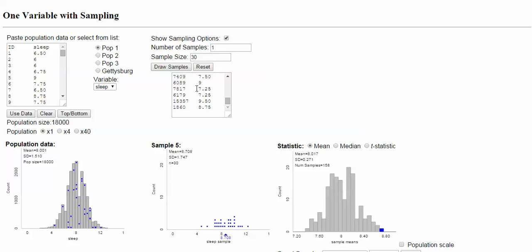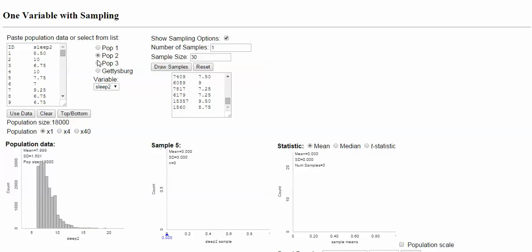Now we can switch to a skewed population. Click on population 2. So now we have a population of 18,000 people, in which most people are getting lower amounts of sleep, and there's fewer and fewer people getting the higher amounts of sleep. So it's a skewed population. It's positively skewed.